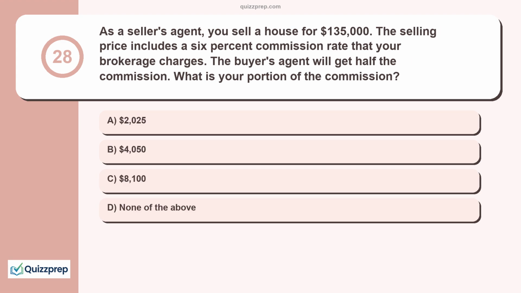Question 28. As a seller's agent, you sell a house for $135,000. The selling price includes a 6% commission rate that your brokerage charges. The buyer's agent will get half the commission. What is your portion of the commission? $2,025, $4,050, $8,100. None of the above.